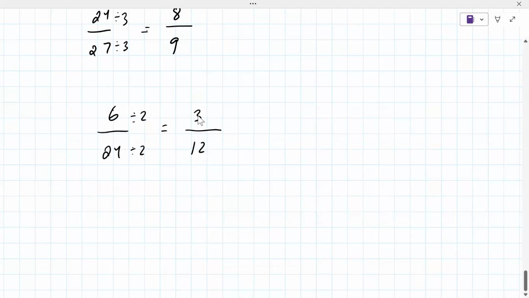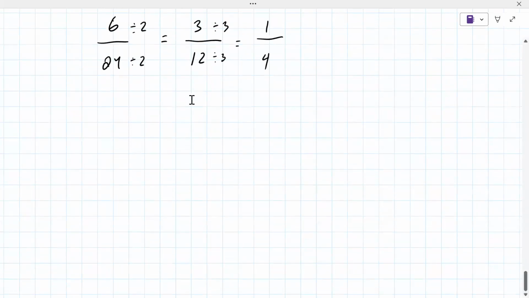Okay. Now does 2 work again? Is 3 divisible by 2? No. So you go to the next number, which is 3. These are both divisible by 3. What is 3 divided by 3? 1. And 12 divided by 3? 4. Good. Really good.